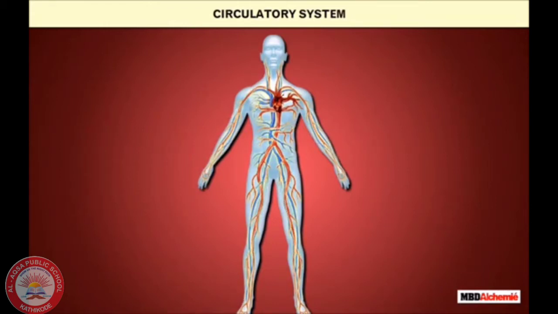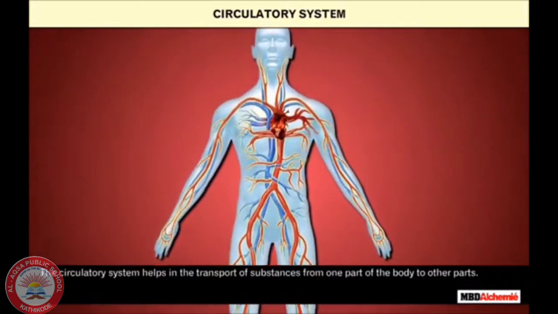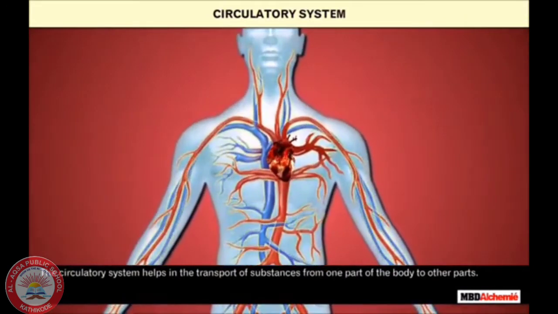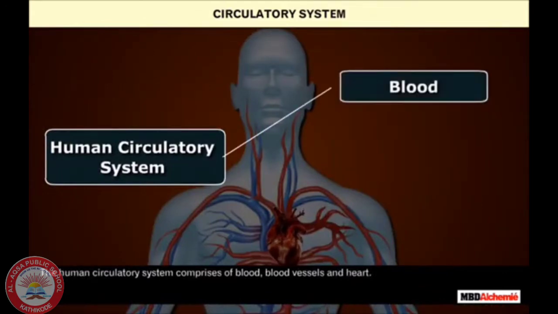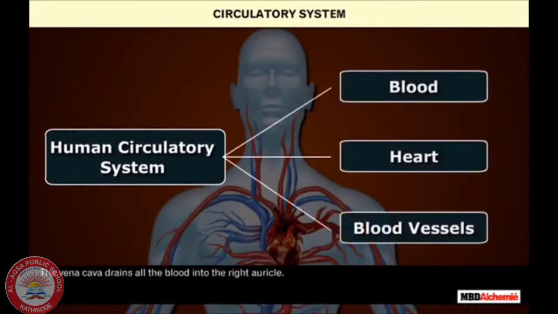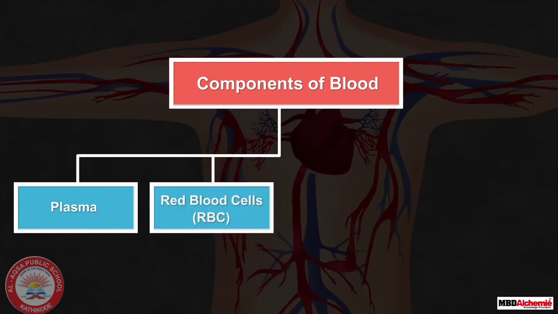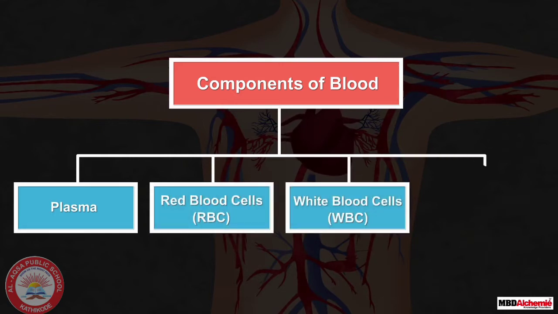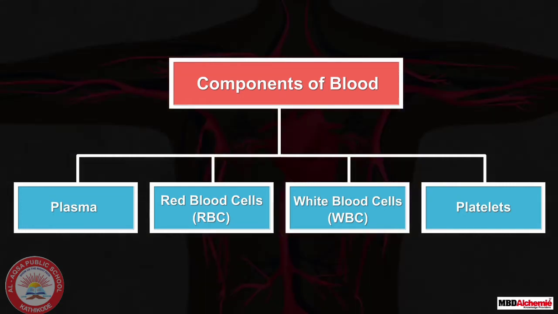The circulatory system helps in the transport of substances from one part of the body to the other parts. Human circulatory system consists of the blood vessels and heart. The different components of blood are plasma, red blood cells, white blood cells, and platelets. Let us learn about each of these components in detail.